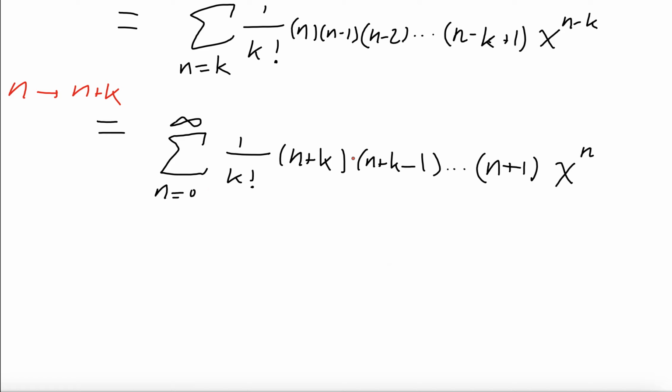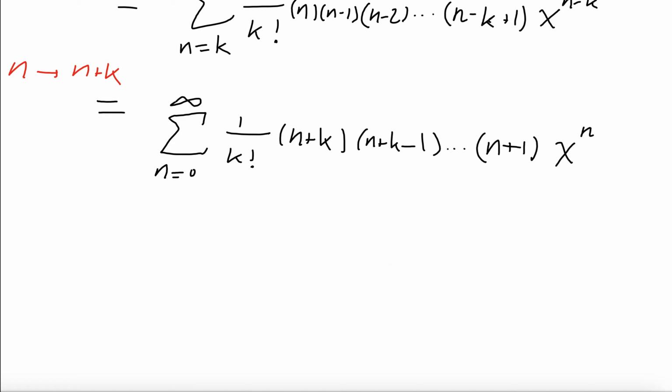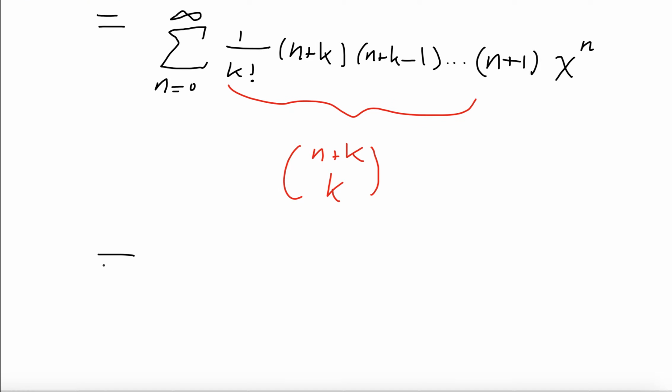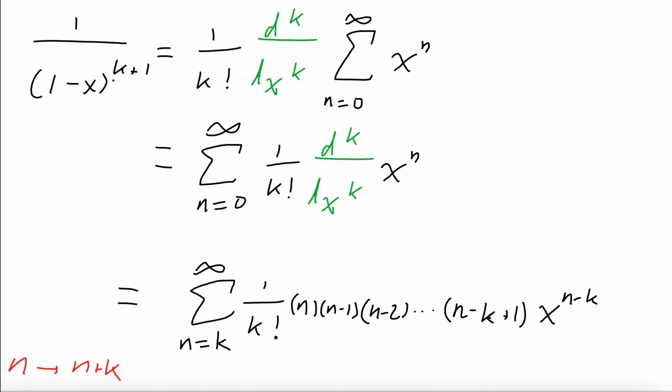Now, what is this entire sequence of multiplications? Well, this is the definition of a combination. In fact, this is in particular the definition of the combination n plus k choose k. And you can verify this for yourself by looking at the definition of the combination in general and plugging this in and confirming.